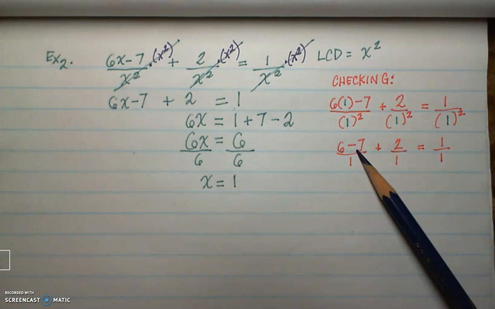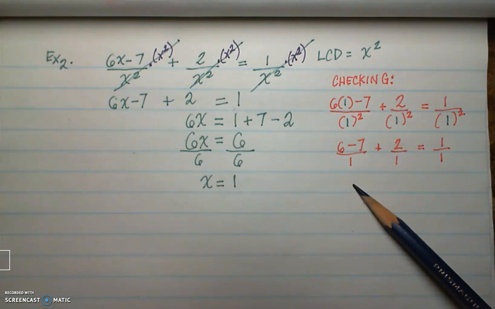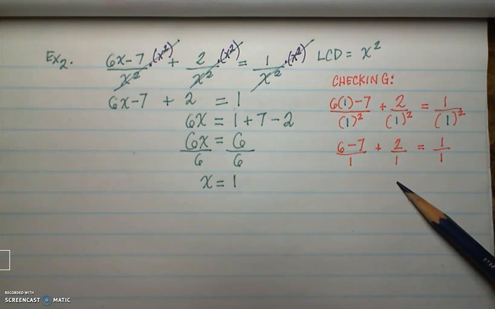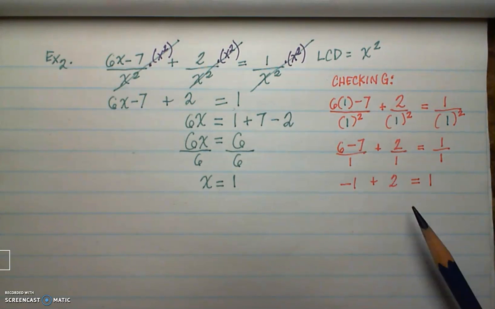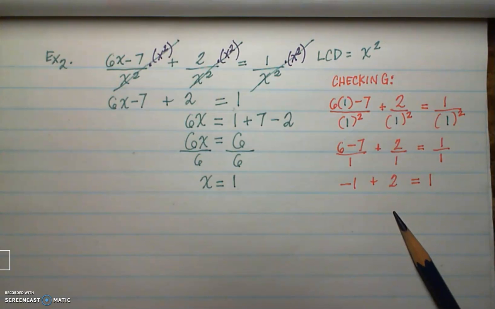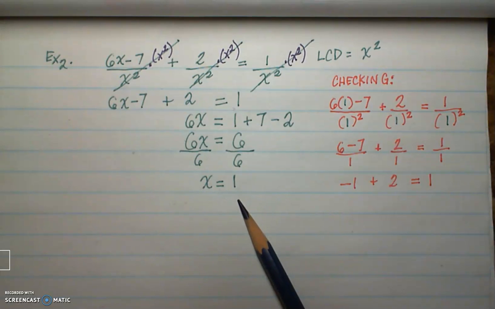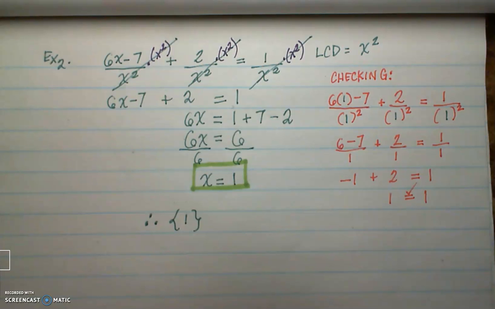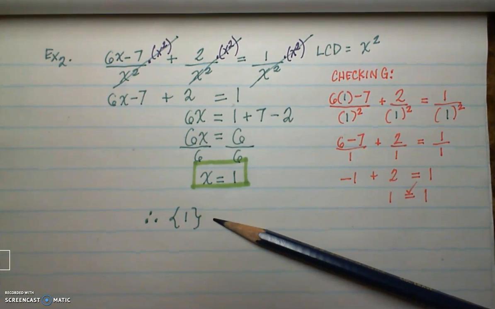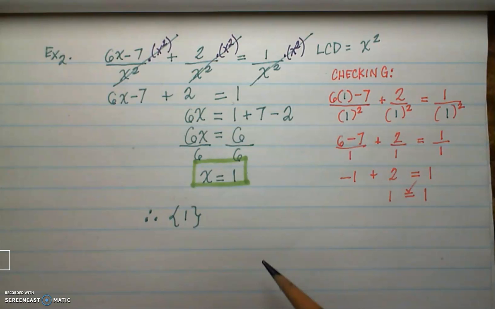Now, 6 minus 7, we can simplify that as negative 1 plus 2 equals 1. All right, y'all know that negative 1 plus 2 is a 1, and 1 is equal to 1. Therefore, x equals 1 is a real solution. Here I'm just showing you another notation for showing that this is a solution. This means therefore. So therefore, the solution is 1.